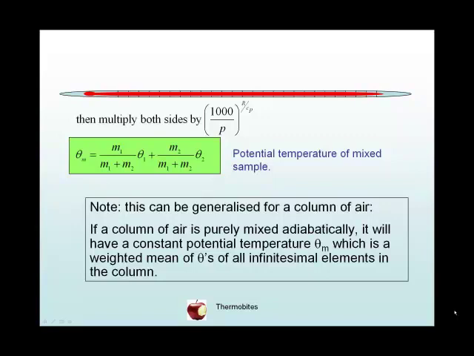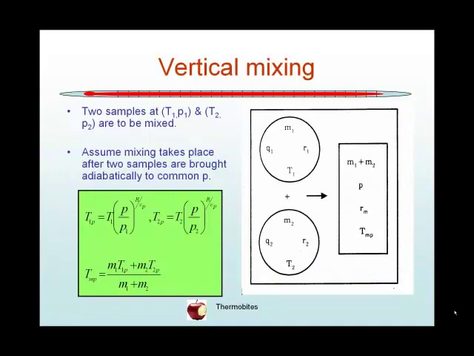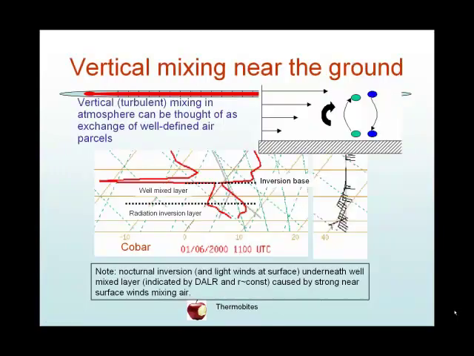And we've done this for two levels, and now you can generalize that for a column of air. And if the column of air is mixed purely adiabatically, it will have a constant potential temperature theta m, which is a weighted mean of the thetas of all the infinitesimal elements in the column, which is precisely what we saw in the previous slide. Just to go back, the two previous slides, the temperature lapse rate is now the result of mixing parcels right through the depth, conserving the value of potential temperature.